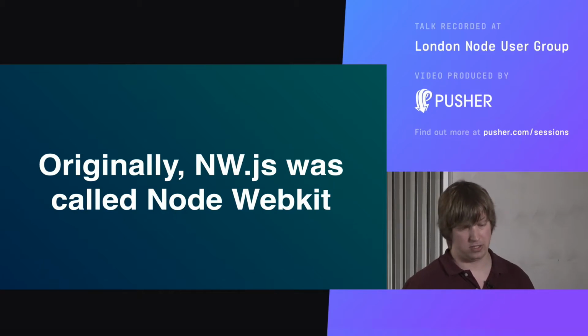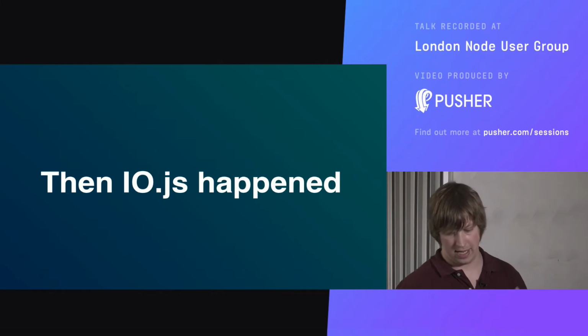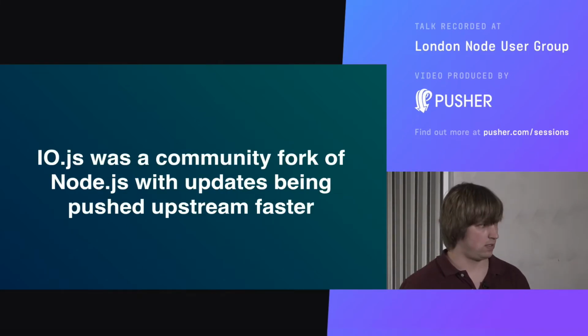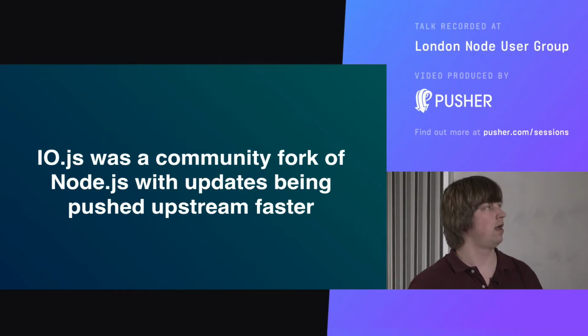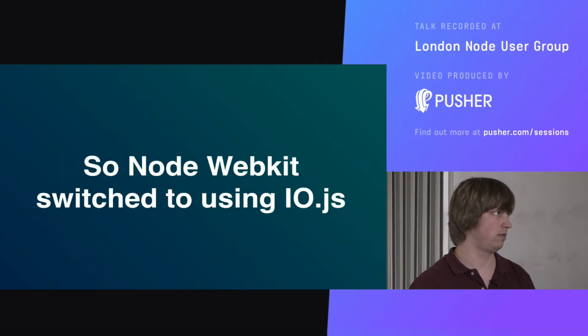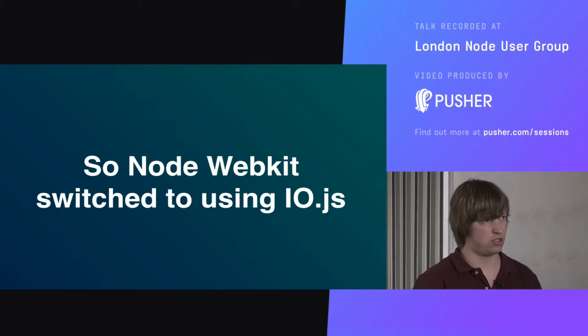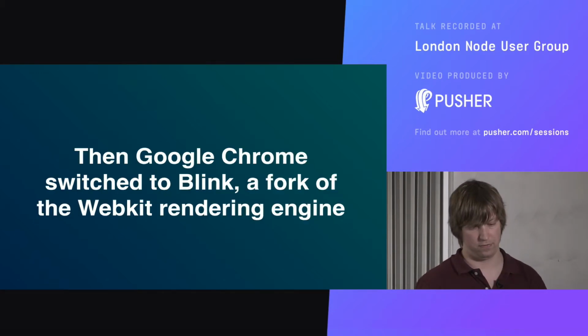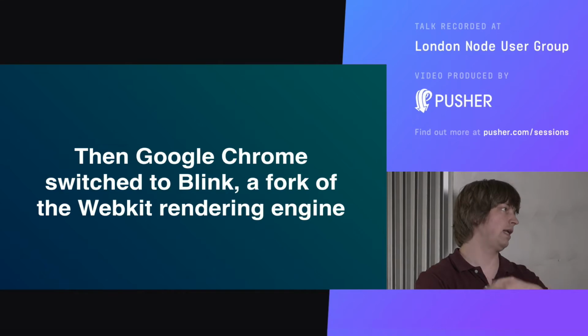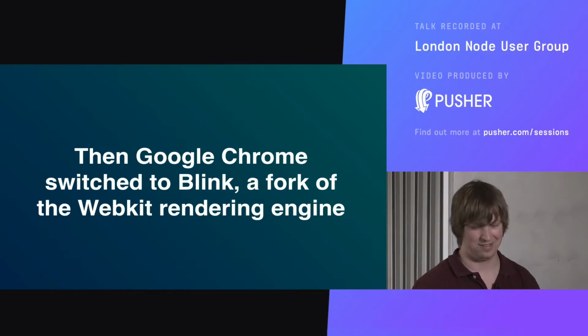The reason why is because IO.js happened. IO.js was a community fork of Node.js to get updates into the platform faster, and it had so much momentum that Node Webkit said, okay, we're going to switch to IO.js. We'll just drop Node. And then Google Chrome switched to Blink, their WebKit fork, which was a chance to clean up and do new things. So Node Webkit switched to that.